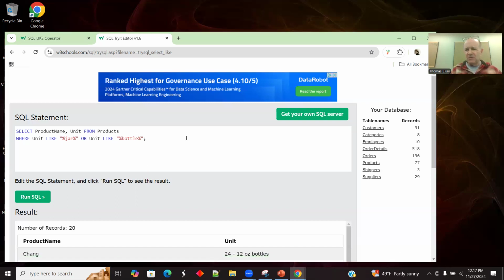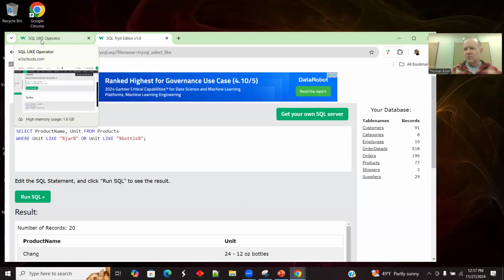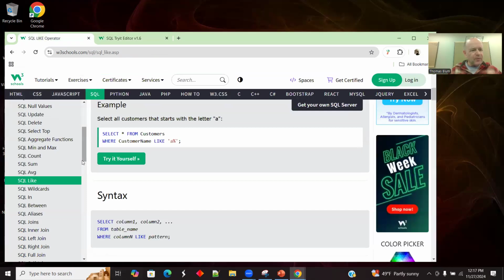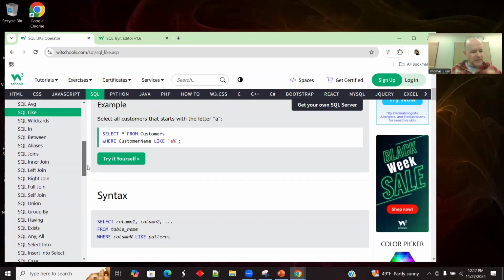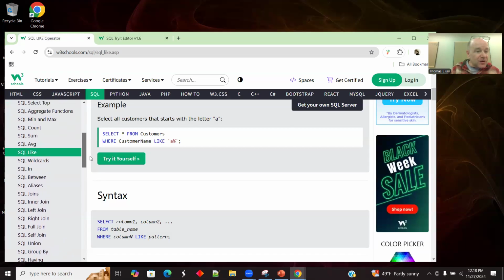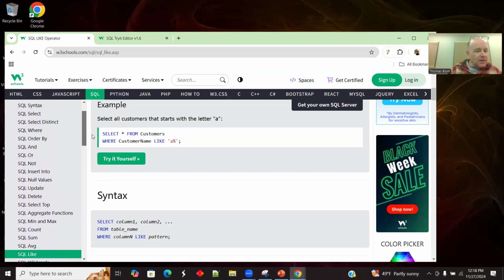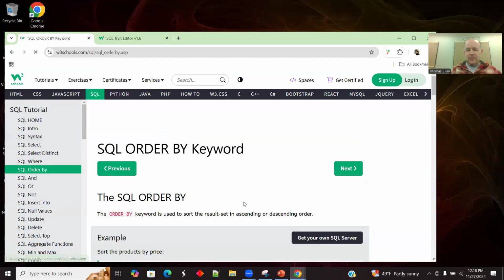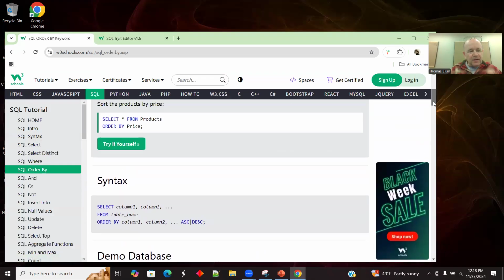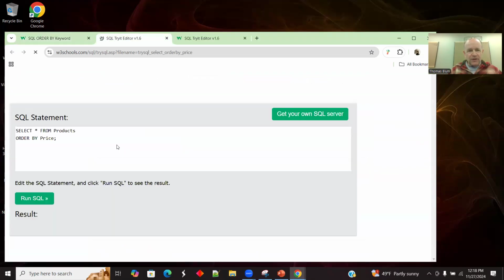Sometimes we get a lot of results. This is 20, that's not too bad, but sometimes we get a lot of results and it still may be difficult to look through them, and to ease looking through them, we want to sort them, we want to order them. So that is, where is it here? I'm looking for the order by, way up there, order by, there we go. And so I'll go off to try it yourself.